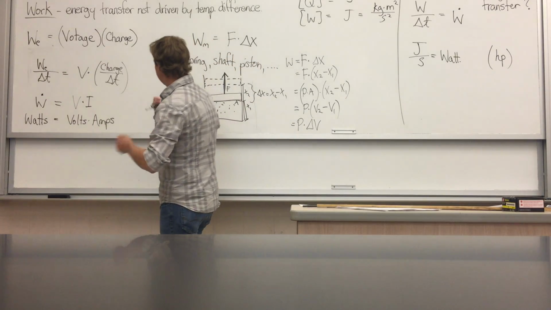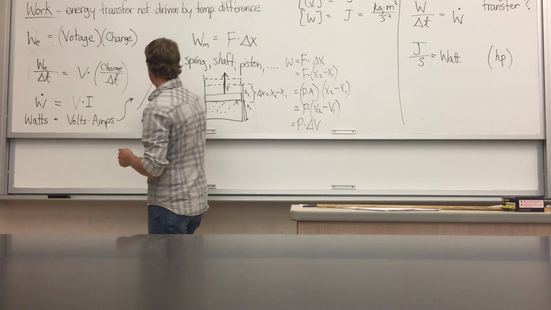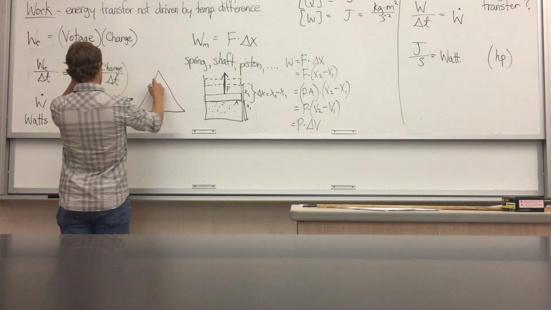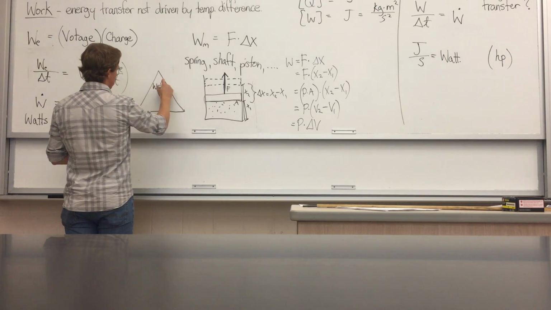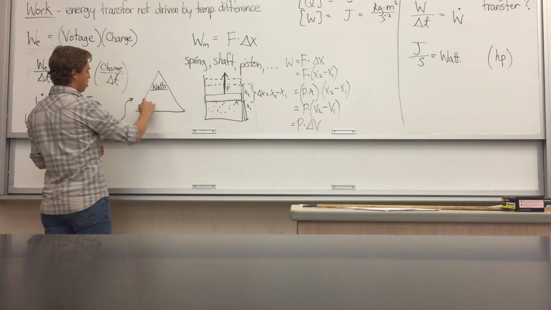A quick mnemonic that you may have seen for this is drawing a triangle and putting, let's see, watts up top with a bar over it to indicate division. And then down here we put volts.